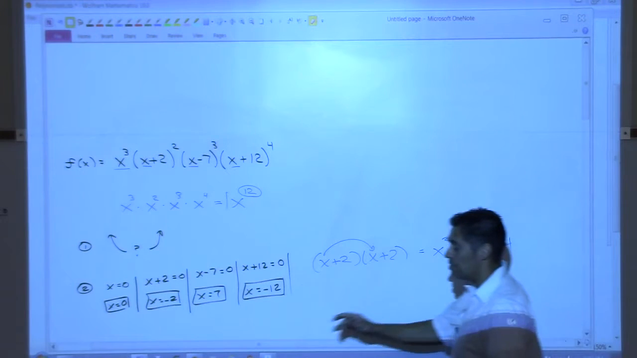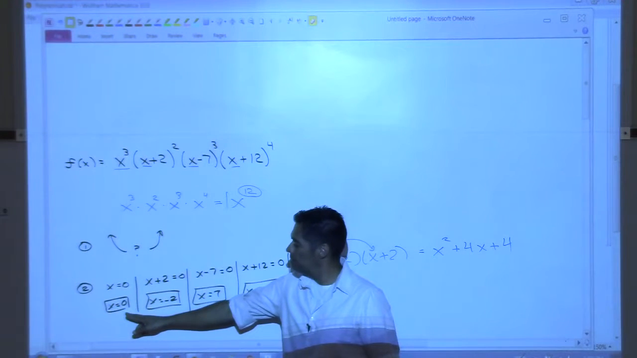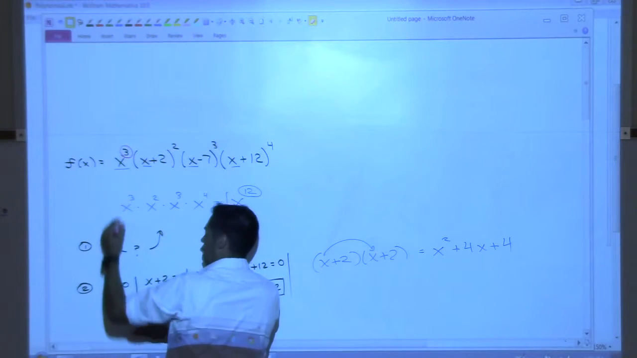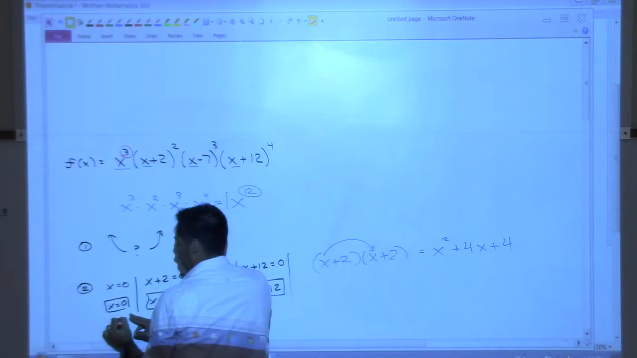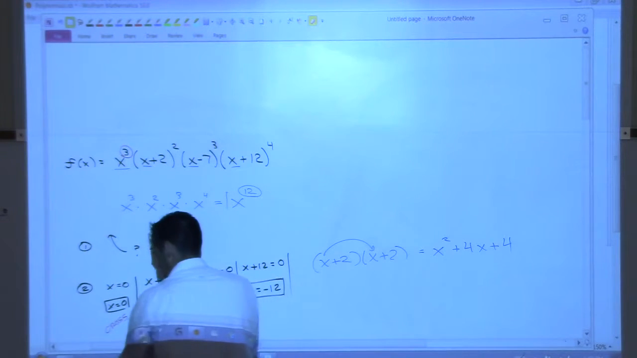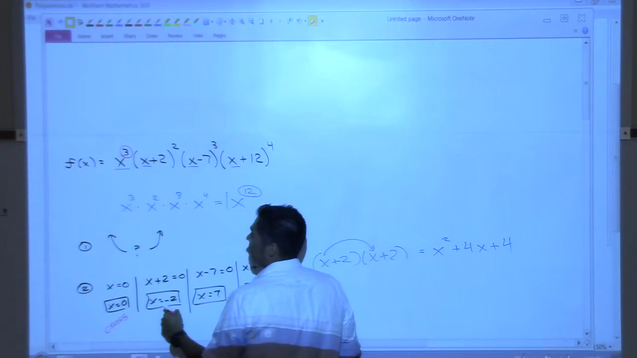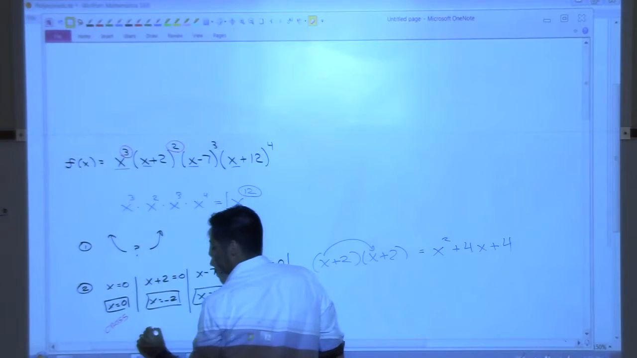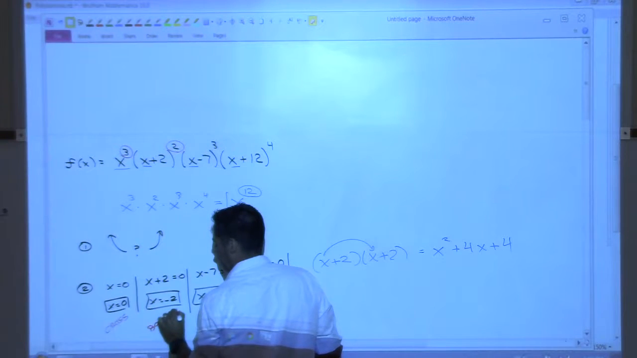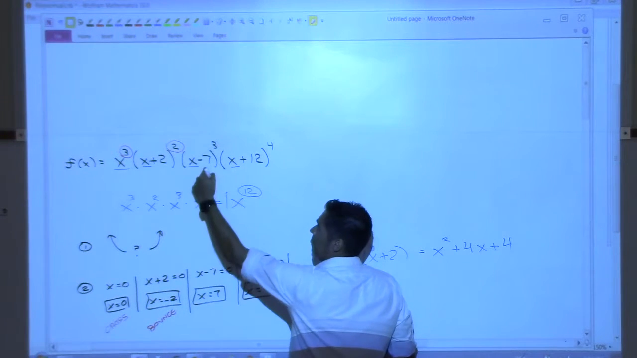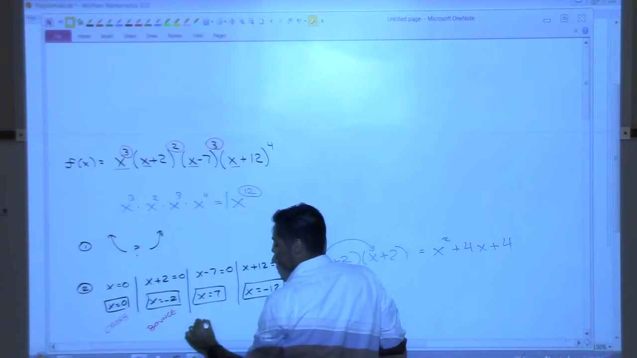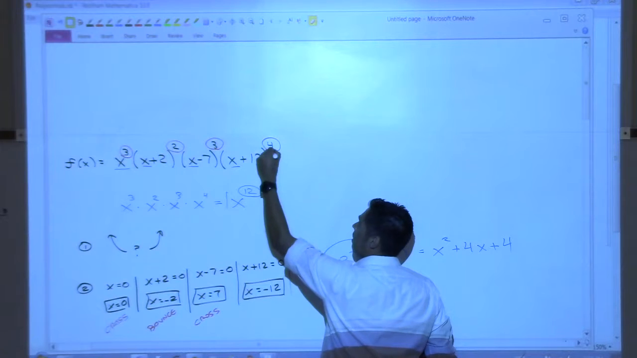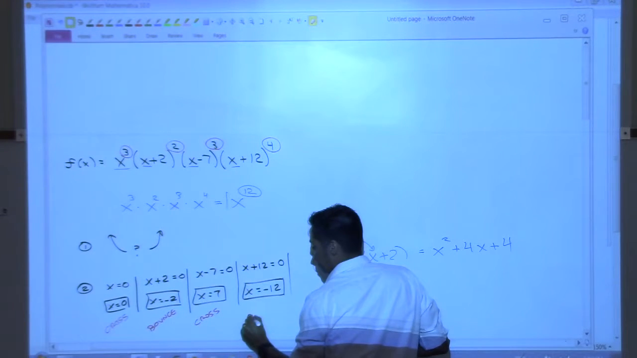What is happening at x is 0? Cross or bounce? Cross. Right? That came from here. That's odd, so you're going to cross. What about at negative 2? That came from here, right? Even? Bounce. 7, that came from here. Odd? Cross. And finally, at negative 12, that came from here. It's even, bounce.